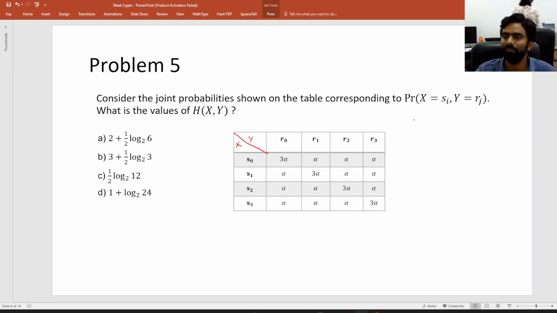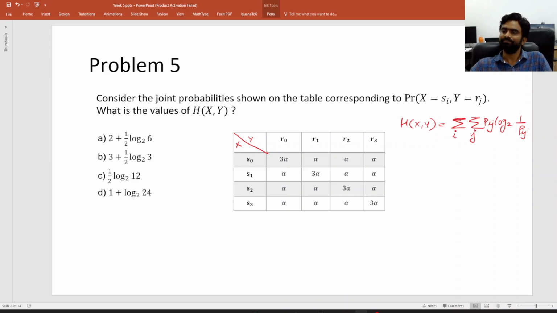So again, I will write the formula for you. H(X,Y) will be the double summation of p_ij log base 2 of 1 by p_ij. This is i, this is j. So get the answer in terms of the options given here.